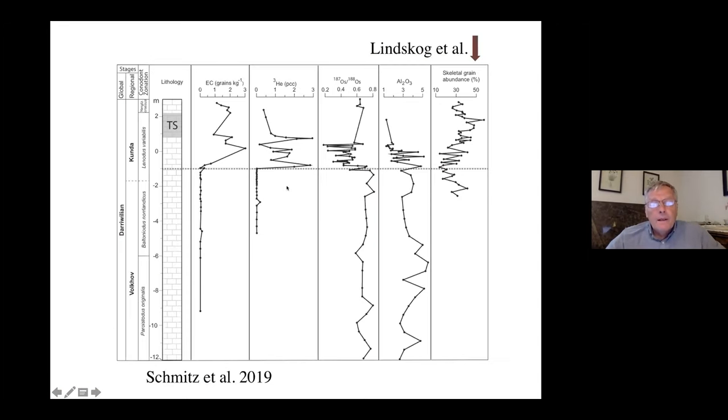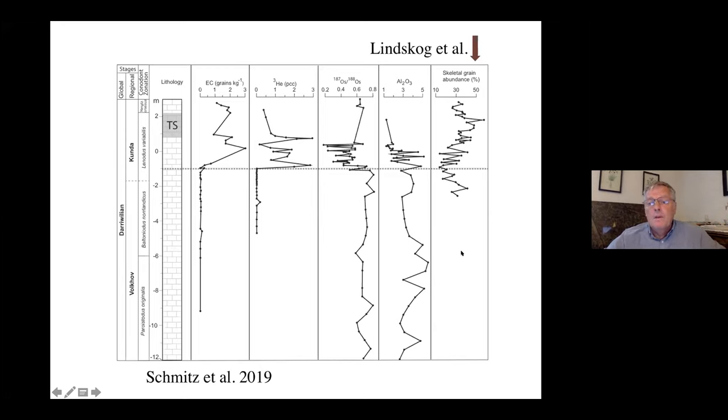The final nail in the coffin, or how to explain the final evidence, where we could locate with very high resolution the level that corresponds more or less exactly to the breakup event, comes from this extraterrestrial helium-3 data at 2 meters below the Tøllstein bed, or 1 meter below the base of the Arkeologian. Helium-3 goes up by three to four orders of magnitude. There must have been an enormous amount of extraterrestrial dust coming into Earth at that time.